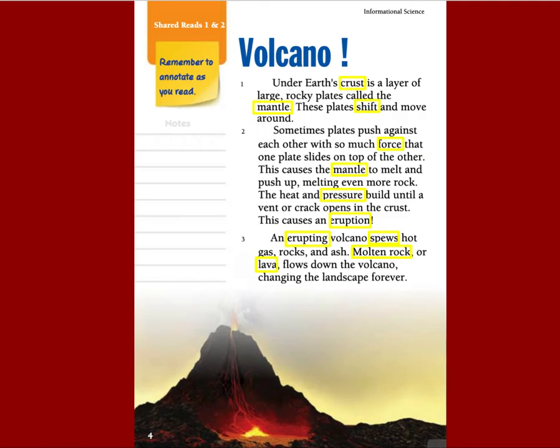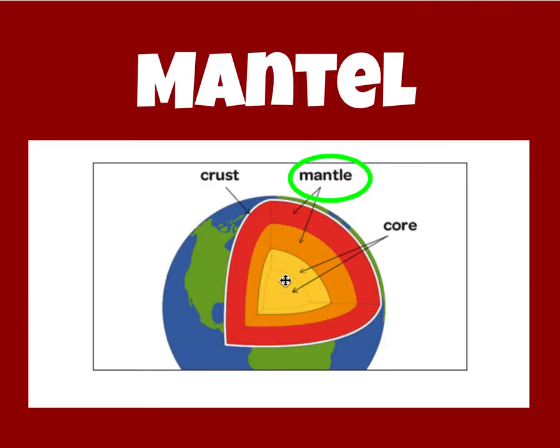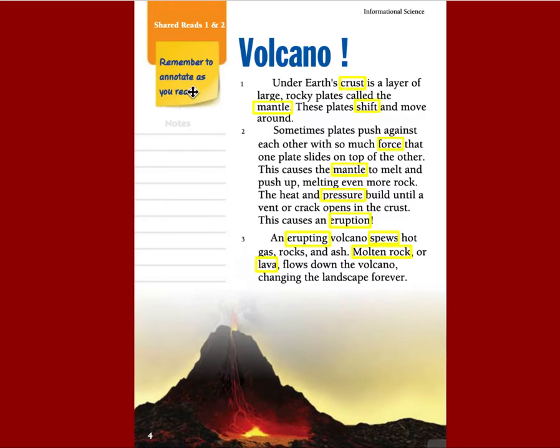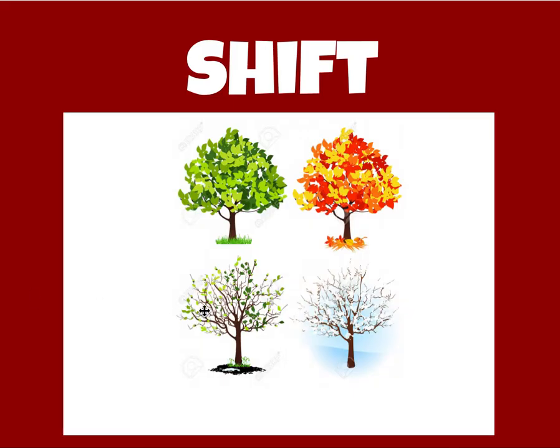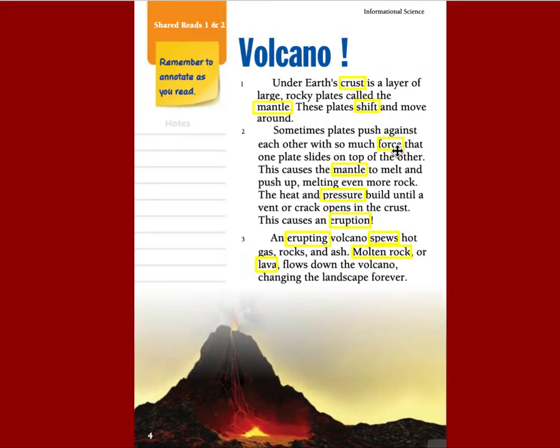Mantle. Say it. What is the mantle? Well, the mantle is the inside of the earth, and that is where the lava is found. The core is the very, very inside, and it's actually the hottest part of the earth, but the mantle is where we find the lava. Shift. Say it. Shift is a change. Shifting changes things in the position that they're in. So here we see the shift in the trees. The shift in the volcano could be the shift in the plates, which is my next part, force.